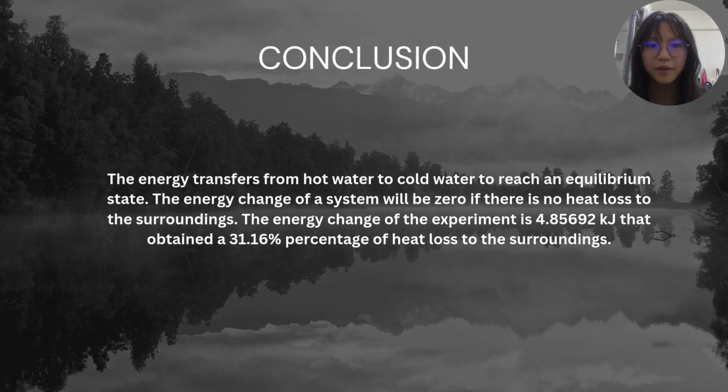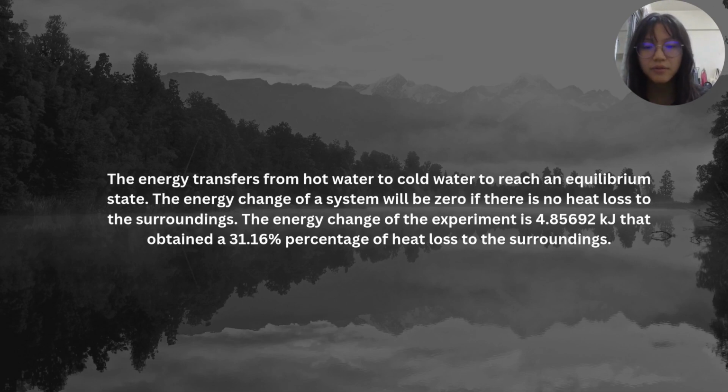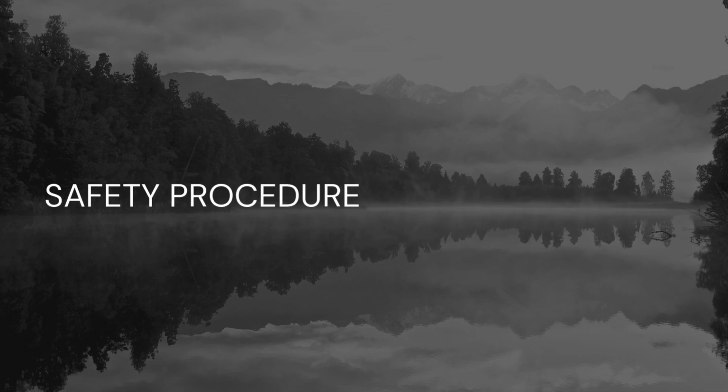The energy transfers from hot water to cold water to reach an equilibrium state. The energy change of a system will be zero if there is no heat loss to the surroundings. The energy change of this experiment is 4.85692 kilojoule, which gives 31.16% of heat loss to the surroundings.